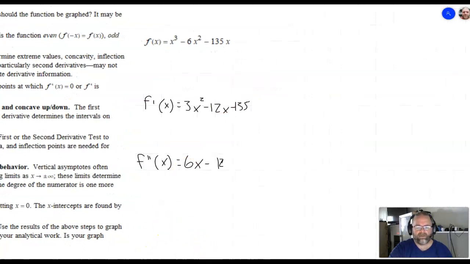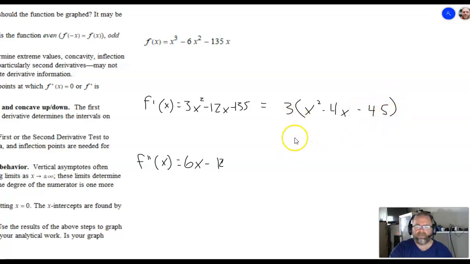All right, so what we're going to do here for this function is go ahead and factor out that 3, and then I'm going to get an x squared minus 4x minus 45.